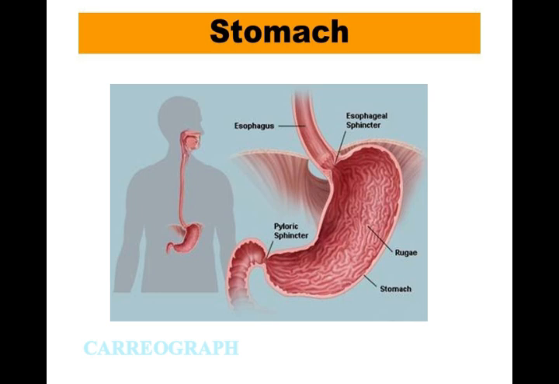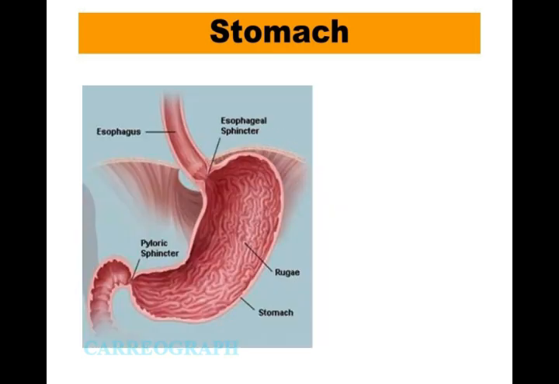The first part is called the fundus, which is the upper part. The second part is the body, which is the middle part, and the third part is the pylorus, which is the lower part. And this stomach has two valves or sphincters. The first is the cardiac sphincter, which is present at the top of the stomach, below the esophagus. These sphincters are muscular ring-like structures. The second is the pyloric sphincter, also a muscular ring, which is present at the end of the stomach and the beginning of the small intestine.